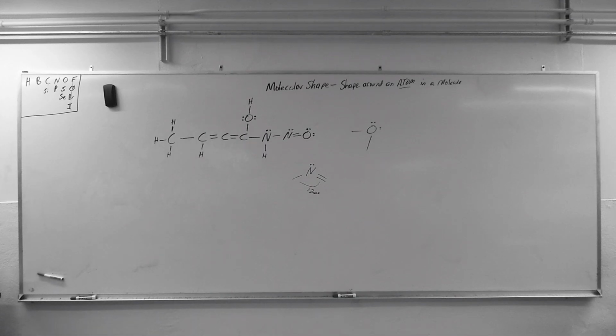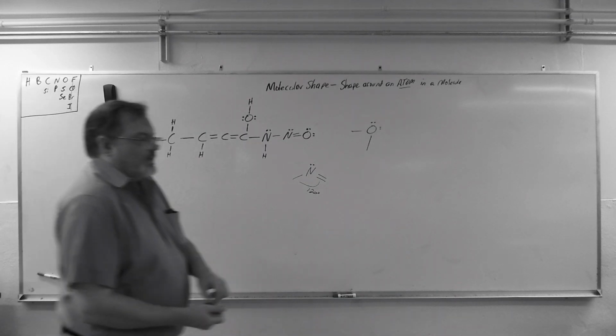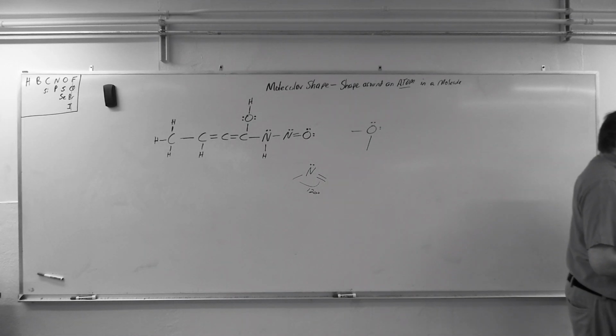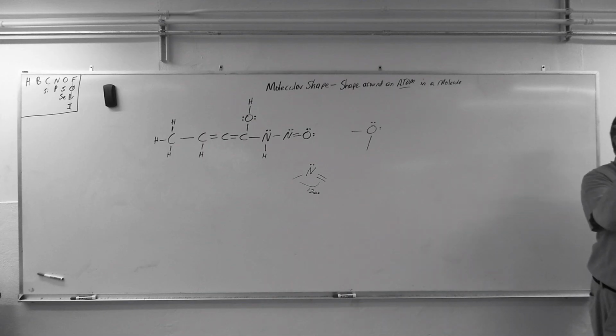Most of the other places that you'll see those larger shapes, octahedral and so on, tend to have one central atom and then atoms that radiate out from it. And you don't tend to see it in long chains like this.